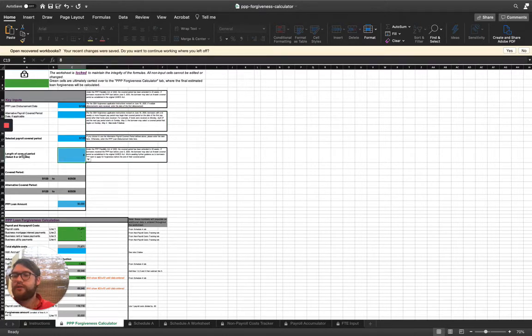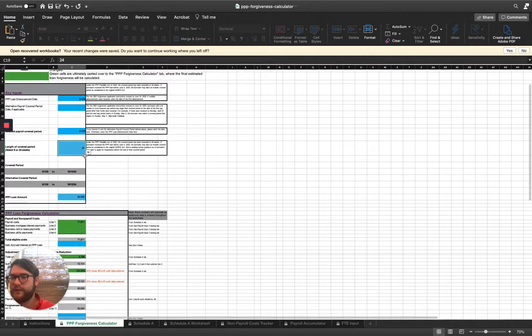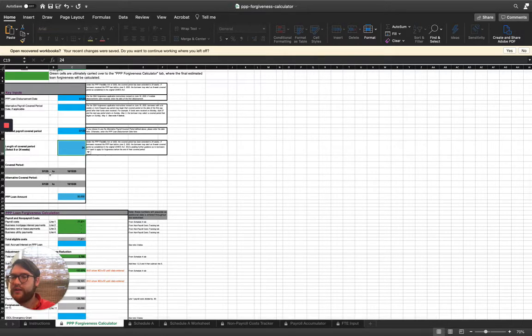And then we're going to choose the length of covered period. So if you did not receive your loan before June 5th, you are automatically going to have a covered period of 24 weeks. If you did, you can either choose to have an 8-week covered period or a 24-week covered period. I'm going to choose 24 weeks for this sample company. What that does right here is it gives us our covered period from 5/1 to 10/15/20.